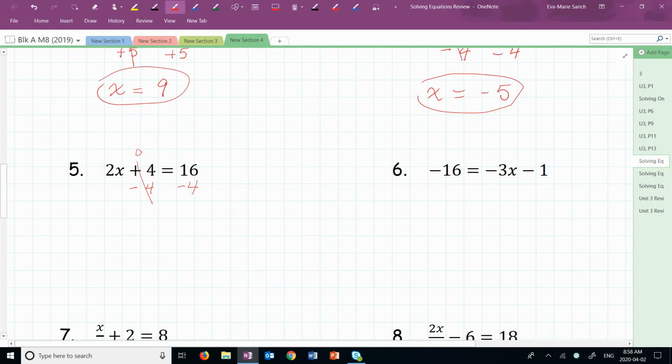Now we bring down what's left. 2x is on the left side, and that's going to equal 16 minus 4, which gives us 12 on the right. Now we need to get rid of the multiply by 2, so we're going to do the opposite, which is divide by 2 on the left and the right. And 2 divides by 2 to give us the 1x all by itself. And then 12 divided by 2 gives us 6. We've solved that in 2 steps.